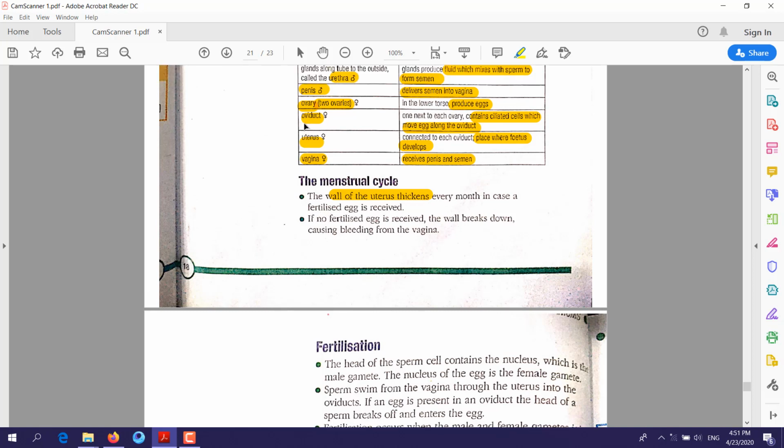As we said again, in the oviduct there will be fertilization. If there is fertilization, the zygote, or the fertilized egg, will be moved to the uterus. So every month the walls of the uterus will be thicker. Why? Because it will have more blood, just in case there will be a fertilized egg. But if no fertilized egg is received, the walls break down, causing bleeding from the vagina.